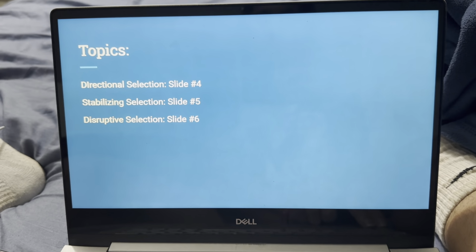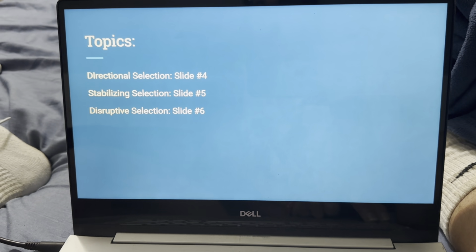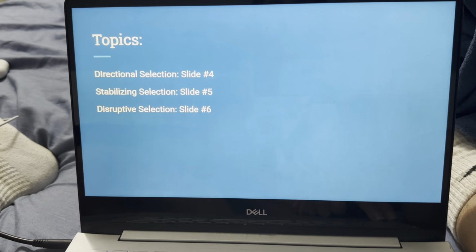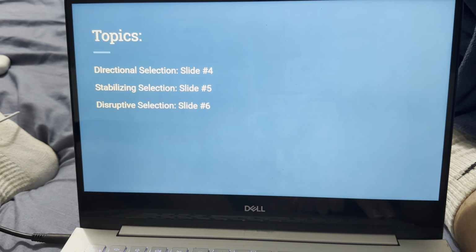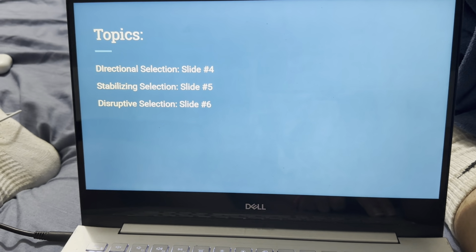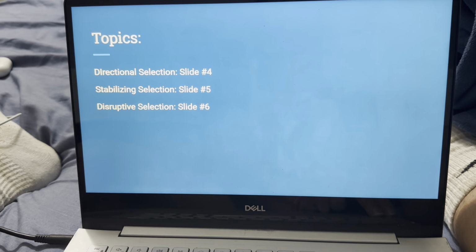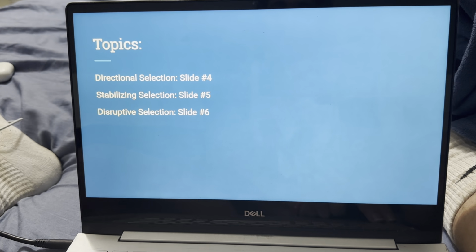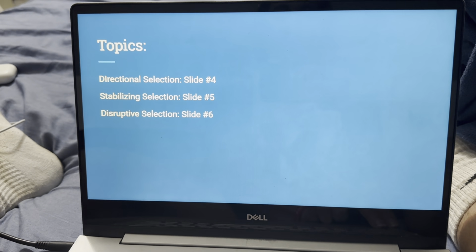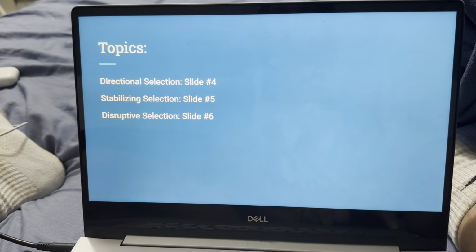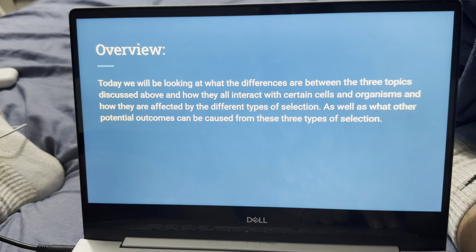Okay, the topics that we'll be looking over and discussing today: directional selection, stabilizing selection, as well as disruptive selection. How they differ, how they are alike, what their functions are, and what we can conclude from them. An overview of what we'll be going over today.